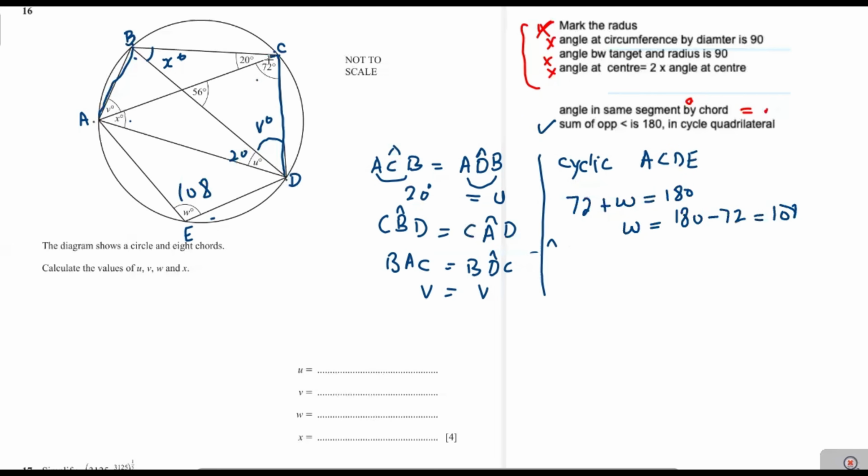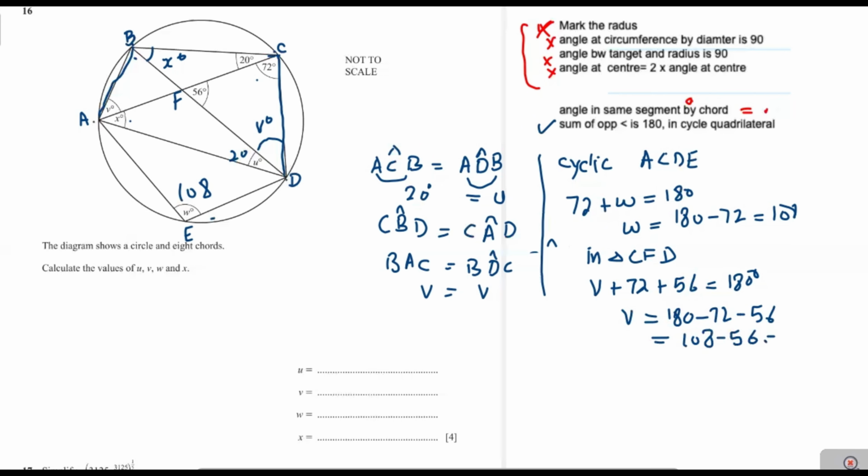Now the next is, you see here, this is the triangle CD, and we name it, suppose, F. In triangle CFD, the angle V plus 72 plus 56 equal to 180. Now you can write it as V equals 180 minus 72 minus 56. That's equal to 108 minus 56, and this is equal to 52 degrees. You see here, the V degree is equal to 52 degrees. Now we write it as 52 degrees.